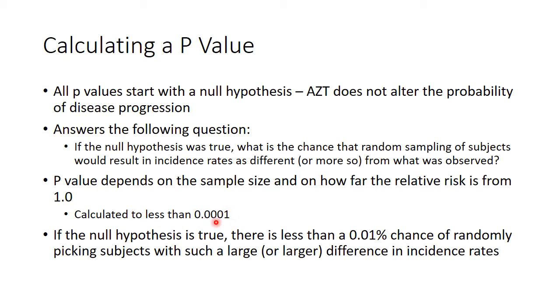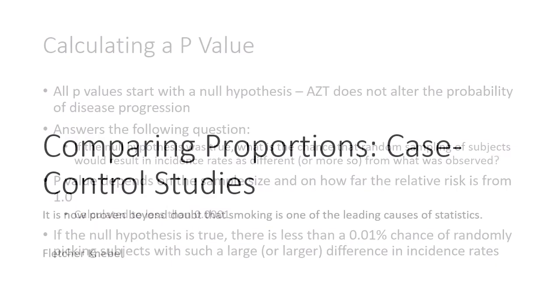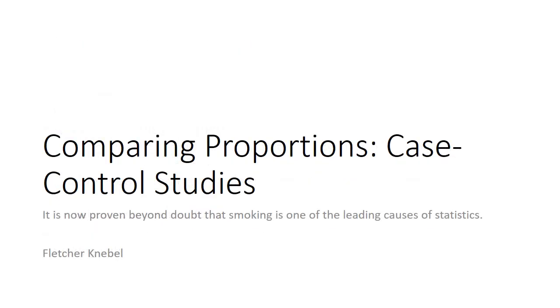This means that if the null hypothesis were true and the treatment made no difference, there's less than a 0.01% chance that just randomly picking subjects would have a difference this large. It's not to say that it's impossible, but it's very, very unlikely due to chance alone. So in those cases, we can say that yes, AZT is very likely to prevent disease progression, and that was what we found to be certainly true.